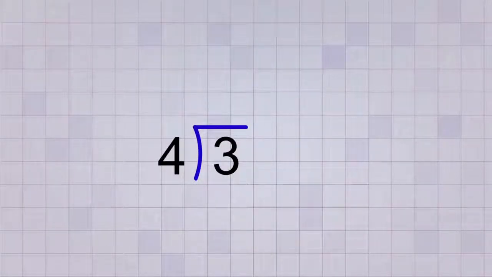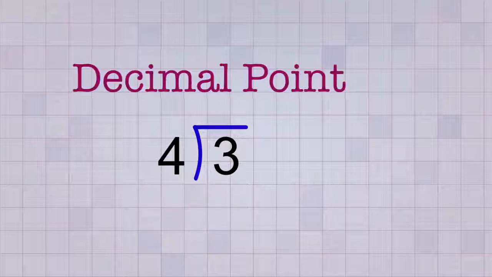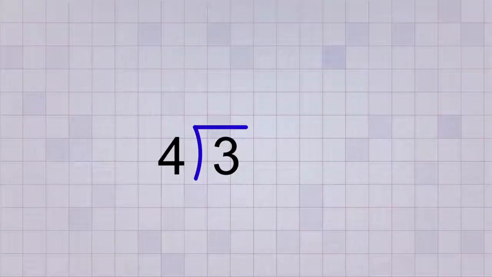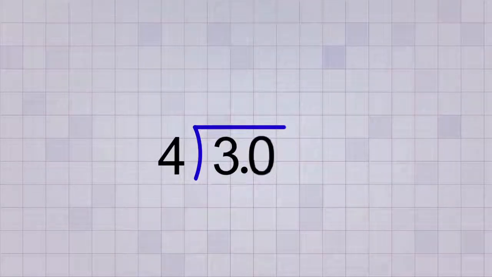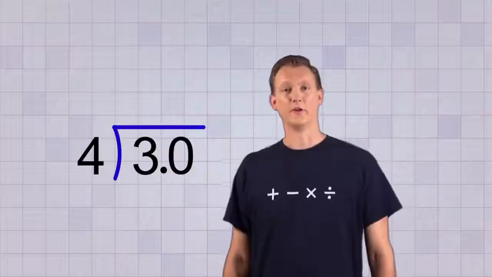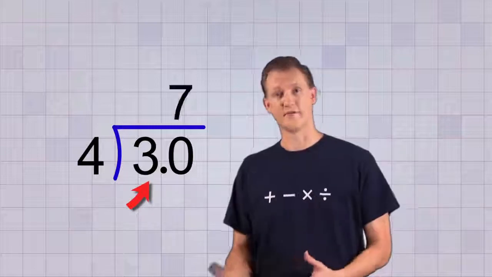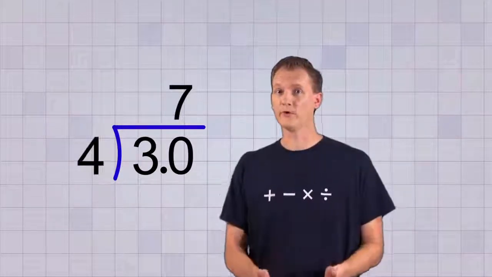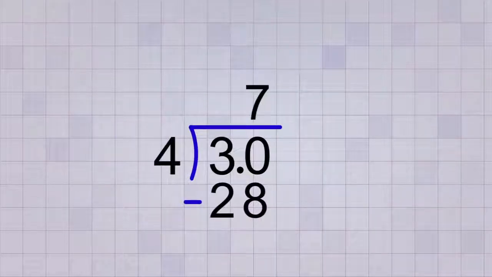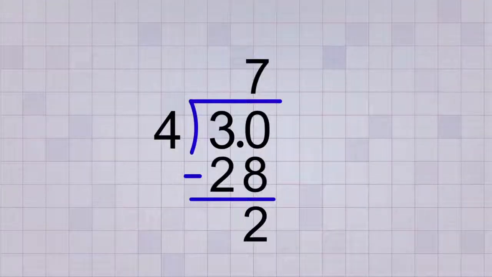And again, we run into the same problem. 4 is too big to go into 3, so it looks like we're going to need a decimal point here too. Let's put a decimal point after the 3 and a 0 in the tenths place to make 3.0. Now our problem almost looks like 30 divided by 4. Now if you remember your multiplication table, you'll know that 4 goes into 30 7 times, because 7 times 4 is 28. 30 minus 28 leaves a remainder of 2, but we don't want a remainder, so let's keep going.